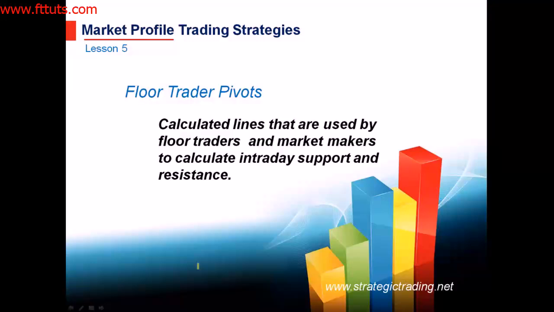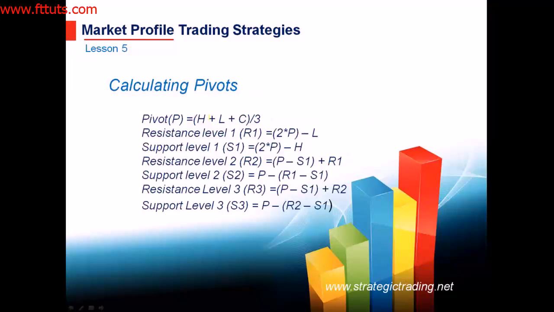These pivots are nothing more than calculated lines. It's a calculation, and I will show you how we calculate them. Basically, we begin with a pivot for the day, and the pivot is nothing more than just taking the high, the low, and the close of the prior day and dividing it by 3. And this is my starting point for my floor trader pivots. This is the number that I have to calculate all the other numbers that make up the pivots.